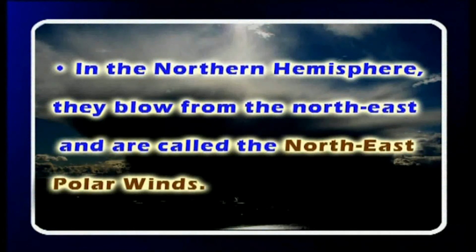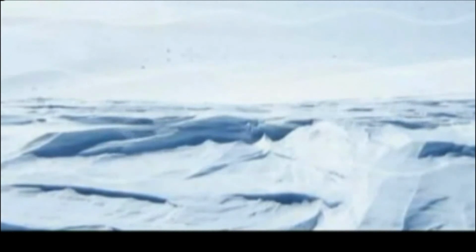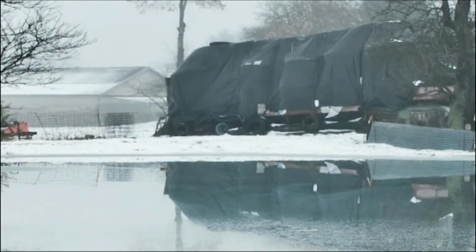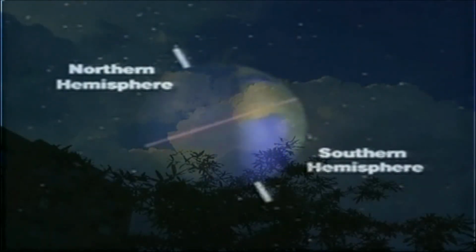Polar winds. The winds blowing in the Arctic and Antarctic latitudes are known as polar winds. They blow from the polar high pressure centers towards the subpolar low pressure belts. In the northern hemisphere, they blow from the northeast and are called the northeast polar winds. And in the southern hemisphere, they blow from the southeast and are called southeast polar winds. As these winds blow from ice-capped land masses, they are extremely cold. They are more regular in the southern hemisphere than in the northern hemisphere.